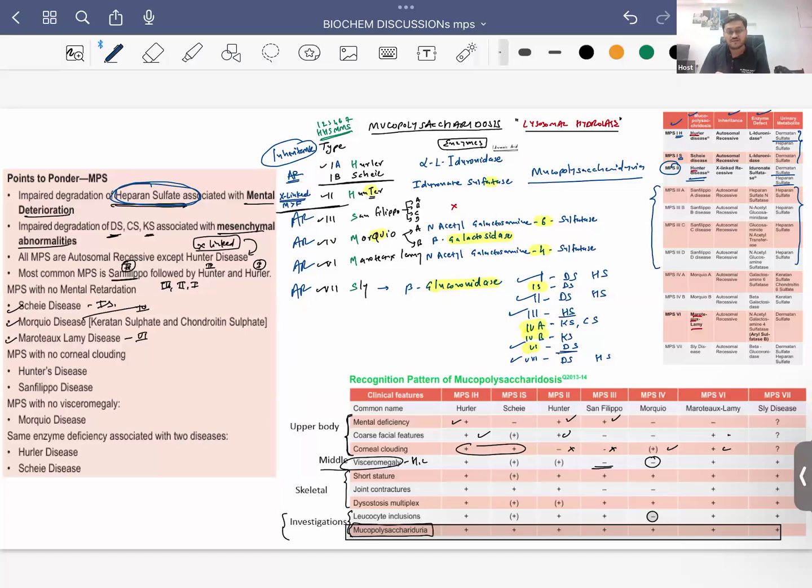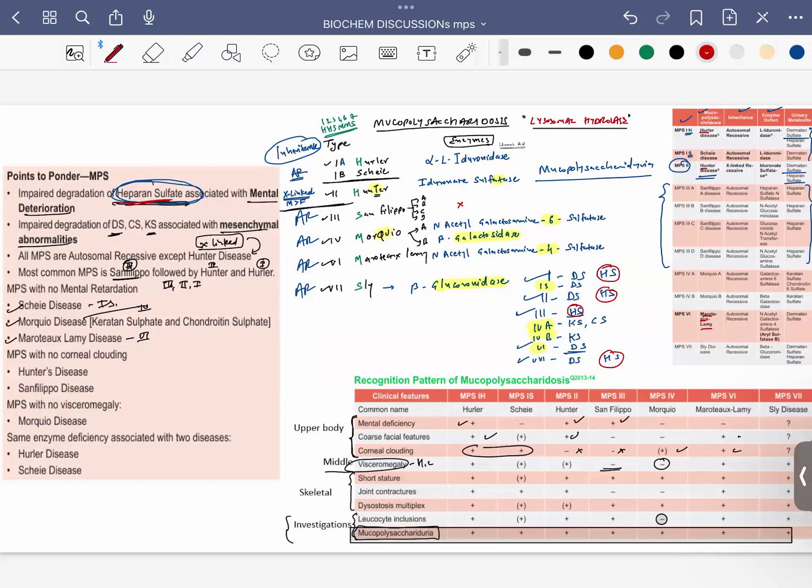Are you getting it? Whenever there is HS, it will have mental deterioration. But wherever the HS is not involved, it will not have mental deterioration. So type 1H, that is Hurler condition, has mental retardation. Hunter's has mental retardation. Type 3 has mental retardation, and type 7 has mental retardation, but not these three types: type 1S, type 4, and type 6. If it is asked which is not associated with mental retardation, it would be heparan sulfate. Is it clear, everyone? Yes, sir.